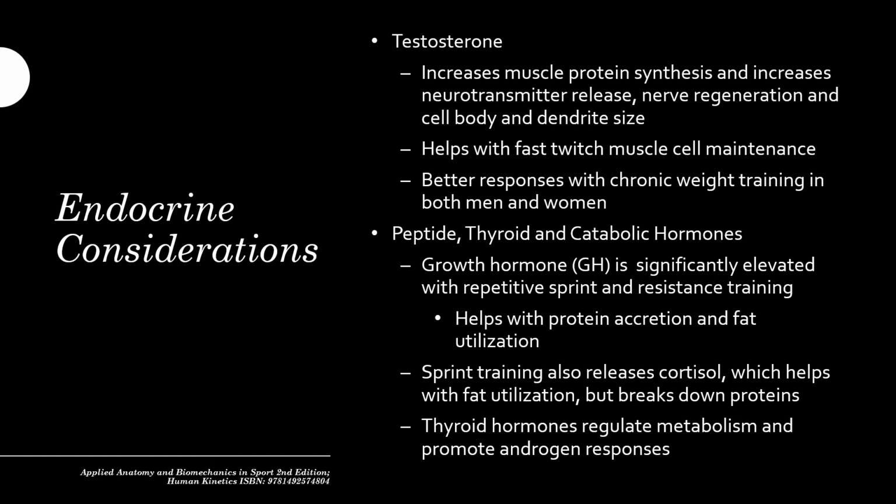All right, the next consideration is looking at the endocrine system. Mostly when we talk about strength, power, and speed development, we're mostly concerned with the presence of testosterone. Testosterone, we know, is a sex hormone, and it's mostly used to increase muscle protein synthesis, as well as increase our neurotransmitter releases. This is going to cause nerves to be able to kind of repair themselves a little bit and maybe have some regeneration, and then also improve cell body and dendrite size.